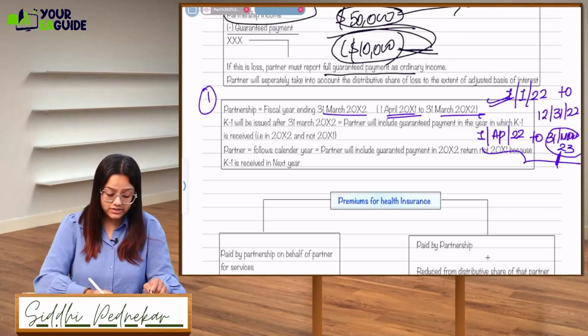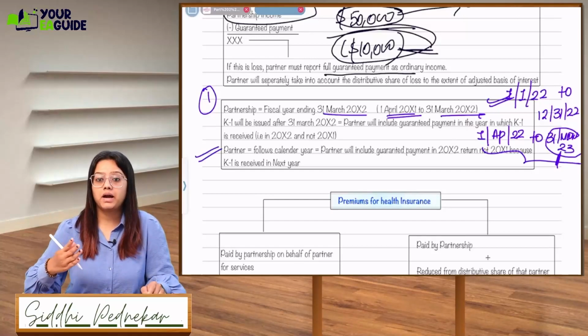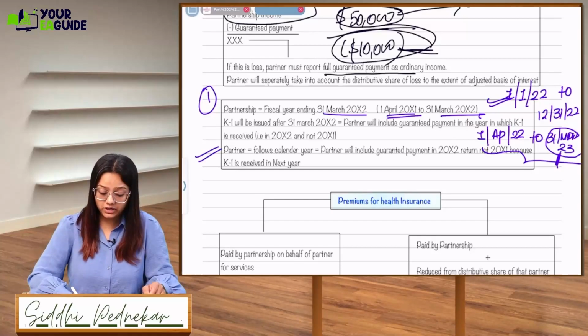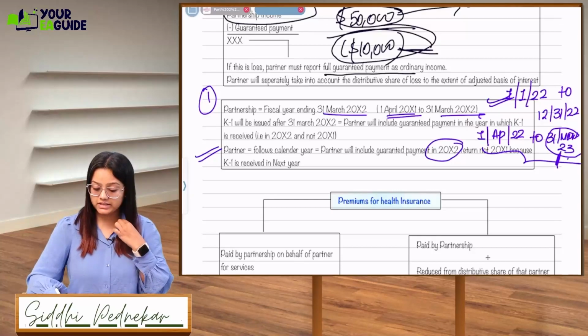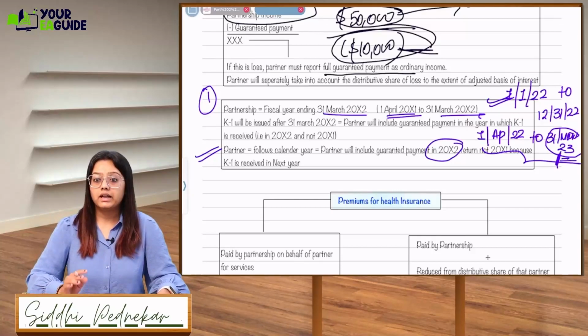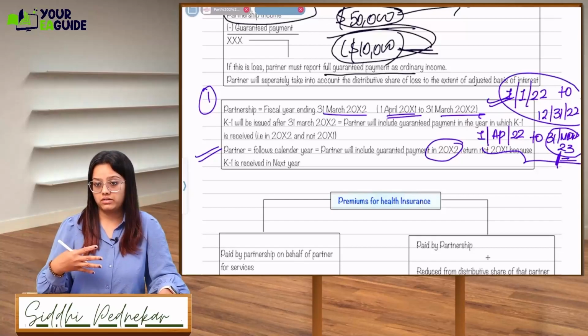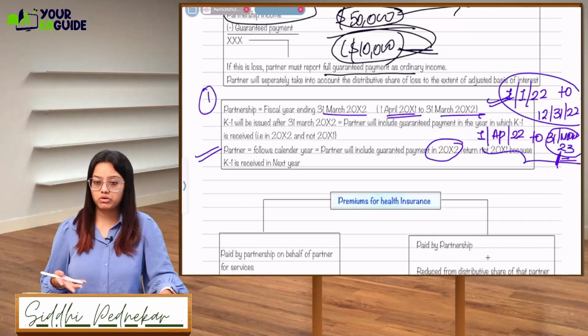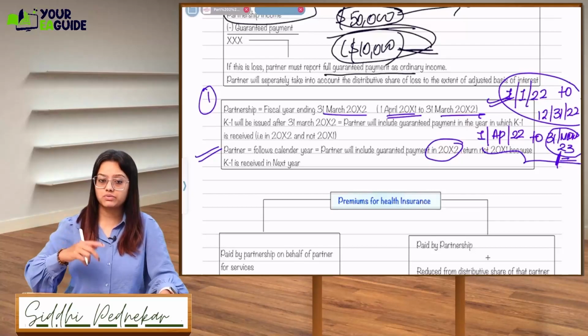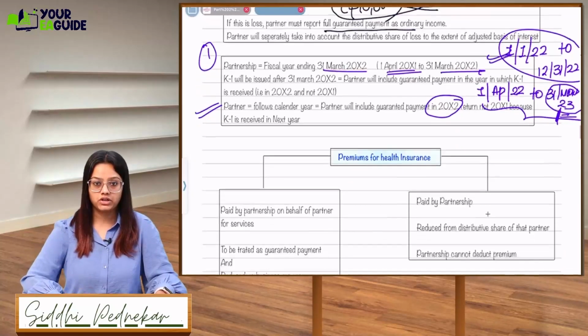Partner follows a calendar year, it's mentioned over here. The partner will include the guaranteed payment in the next year, let's say in our example it is 2023, and not in the 2022 tax year, even though his year is ending in 22, because he has not yet received the actual amount of income which he needs to include. That's why it will be included in the year in which the K1 is received.